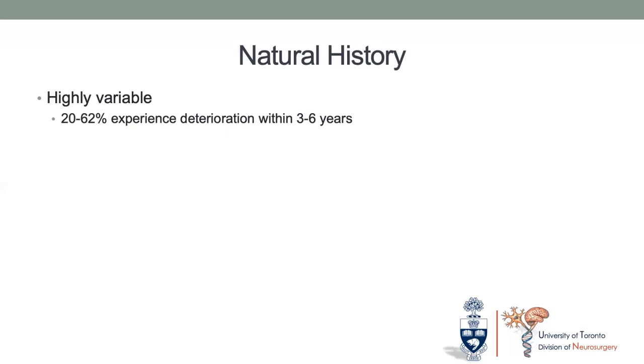And a large systematic review published in 2017 showed that about 20 to 62% of patients with DCM experienced some neurological deterioration over a 3 to 6 year follow-up period. In this case, clinical assessments were done using the MJOA, which stands for Modified Japanese Orthopedic Association scores. This is an investigator-administered tool to measure functional outcomes, and we will discuss this a bit later. In this setting, clinical deterioration was defined as a decrease of 1 or more points in MJOA.